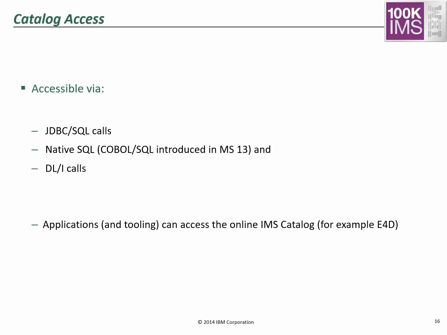That's one way to do it. And you can also, for any IMS database, issue JDBC calls or DLI calls in Java, right? And in version 13, we introduced native SQL, which is basically the ability to issue SQL from COBOL programs. So those are the three ways that you can access and look at the data within the IMS catalog. And of course, application and tooling can access the IMS catalog. And one big example is E4D, IMS Explorer for Development, can access the IMS catalog also. So you can see what's in the catalog using E4D, right?